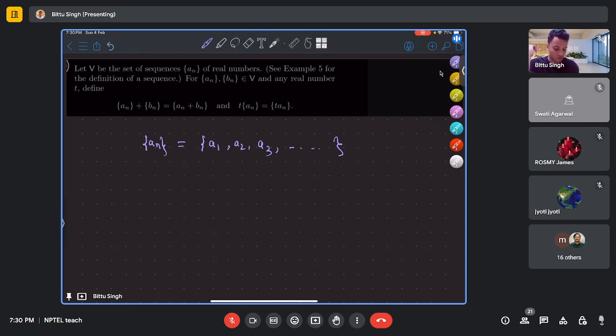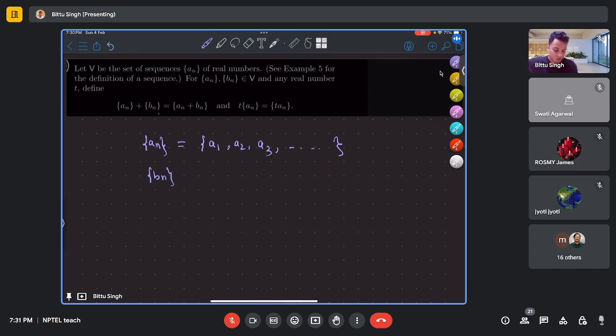So there are two sequences, an and bn. You can add them in the natural way, that is, you can add pointwise, similar to R^n or V to the power n, any vector space to the power n. So the question is, will it be a vector space? So let us check all the operations.